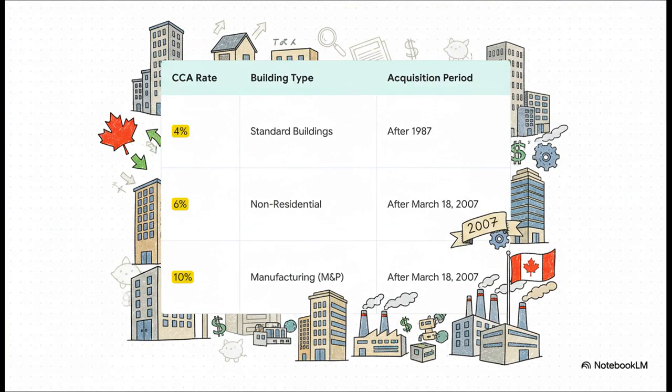Okay, so what you'll notice is that Class 1 is actually subdivided. The default rate for most buildings is 4%, but to encourage commercial and industrial investment, the government introduced higher rates. So, for non-residential buildings bought after March 18, 2007, the rate gets a nice bump to 6%. And for buildings used mainly for manufacturing and processing, that rate is an even more generous 10%.